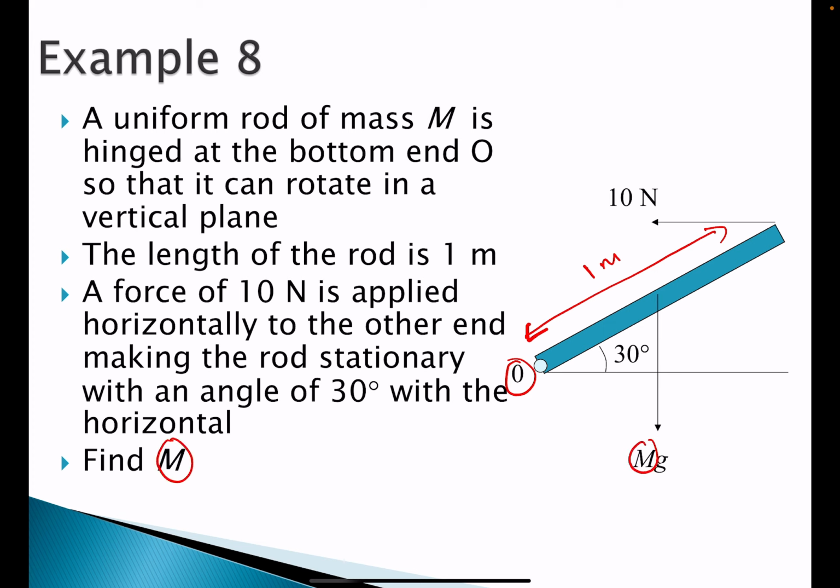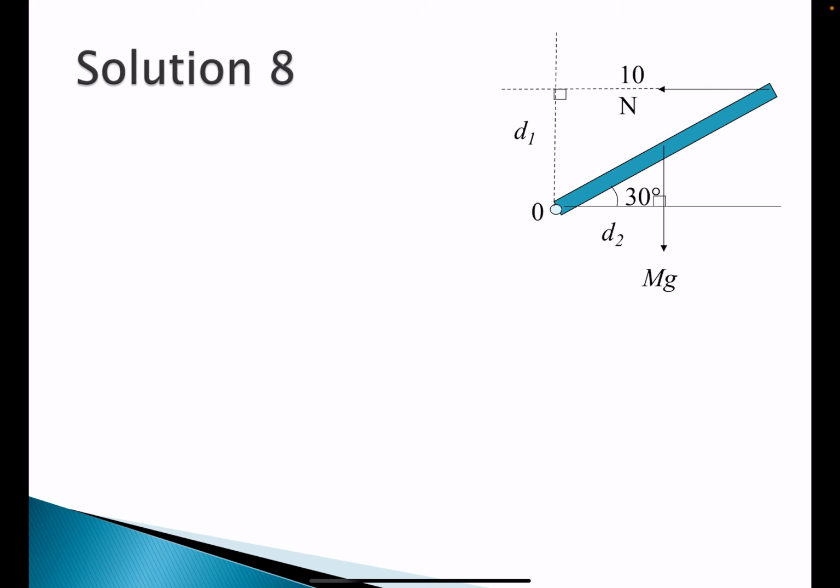Okay, how do you do this? Let us look at how to solve this. Before this, you know that you can apply the first condition and also the second condition. You need to apply whichever conditions are needed, and this time we can use the second condition. So we take the moment about O, since the system is stationary. So sigma torque about O equals 0.